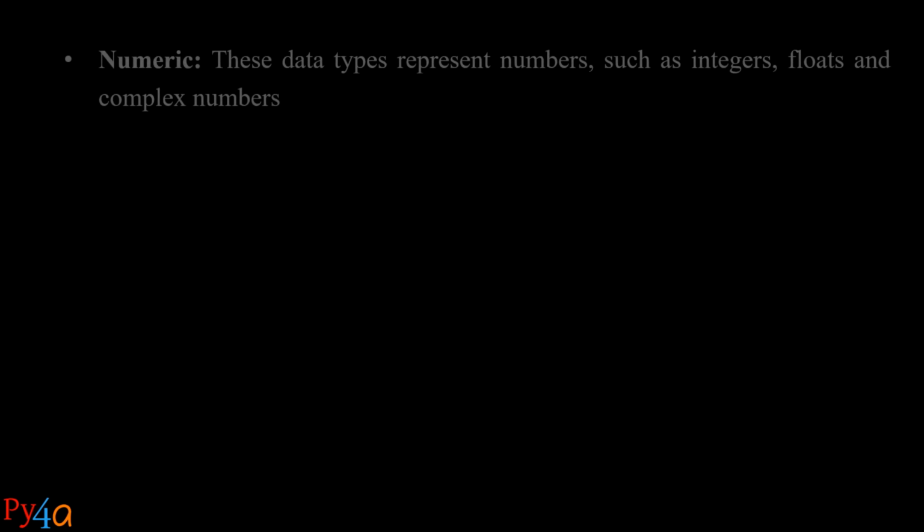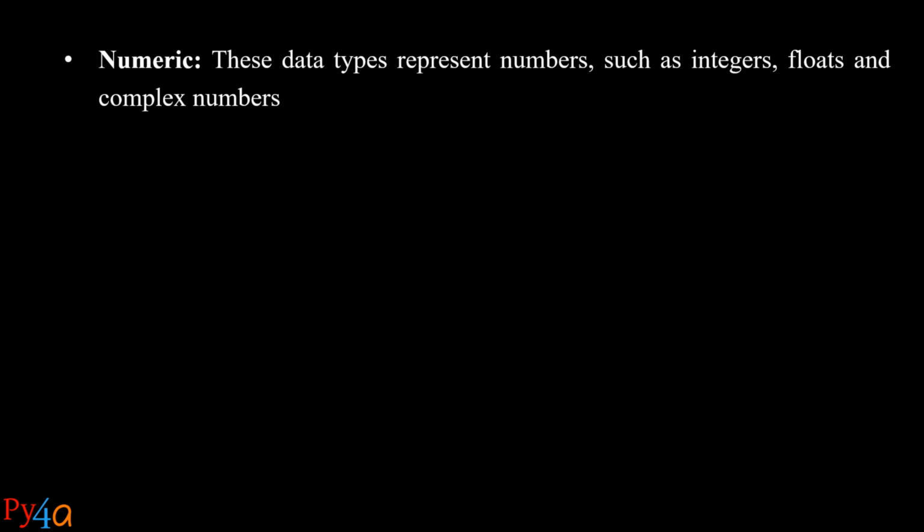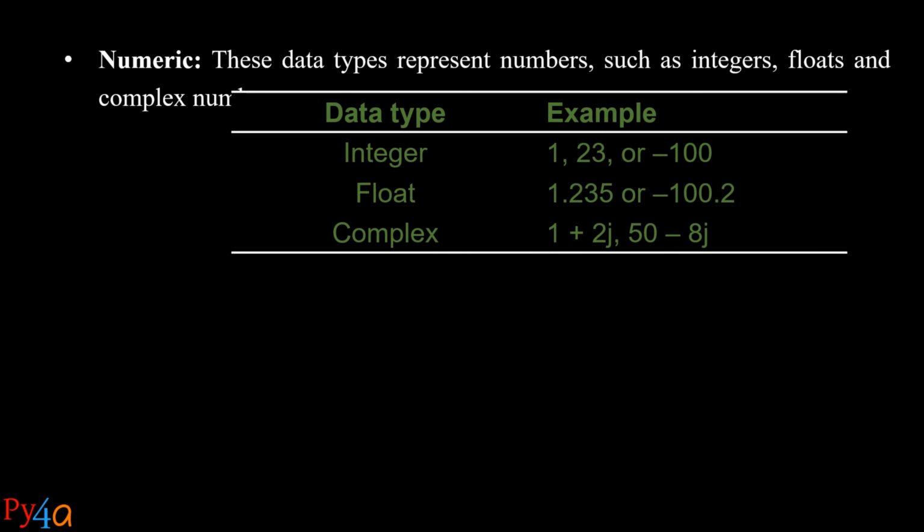The first of such data types is the numeric data type. These data types represent numbers such as integers, floats, and complex numbers. Examples can be seen on the table, with the description on the left-hand side denoting the data type and example. The integer simply represents whole numbers, either positive or negative, while the float, which in mathematics we refer to as decimals or fractionals, is called float in Python.